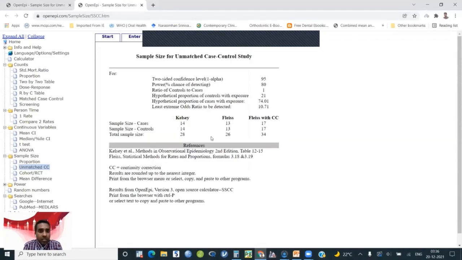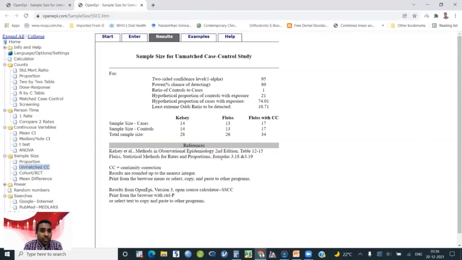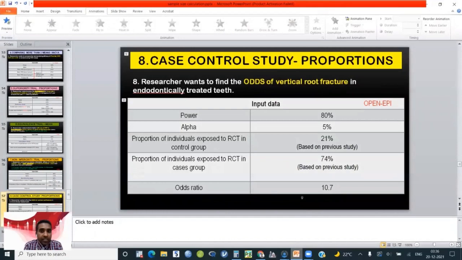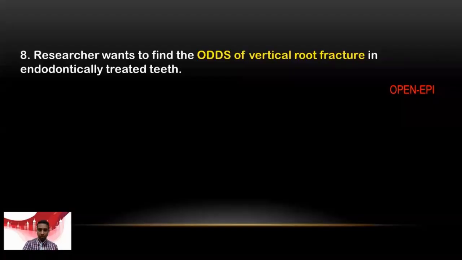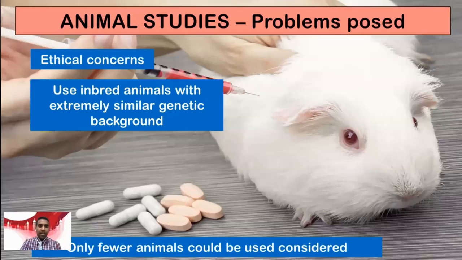Let us go for the results. We need at least 14 cases and 14 controls to prove the odds ratio of 10.7 to be statistically significant. This is the way we have to calculate the sample size for a case control study. And the next example is animal studies.